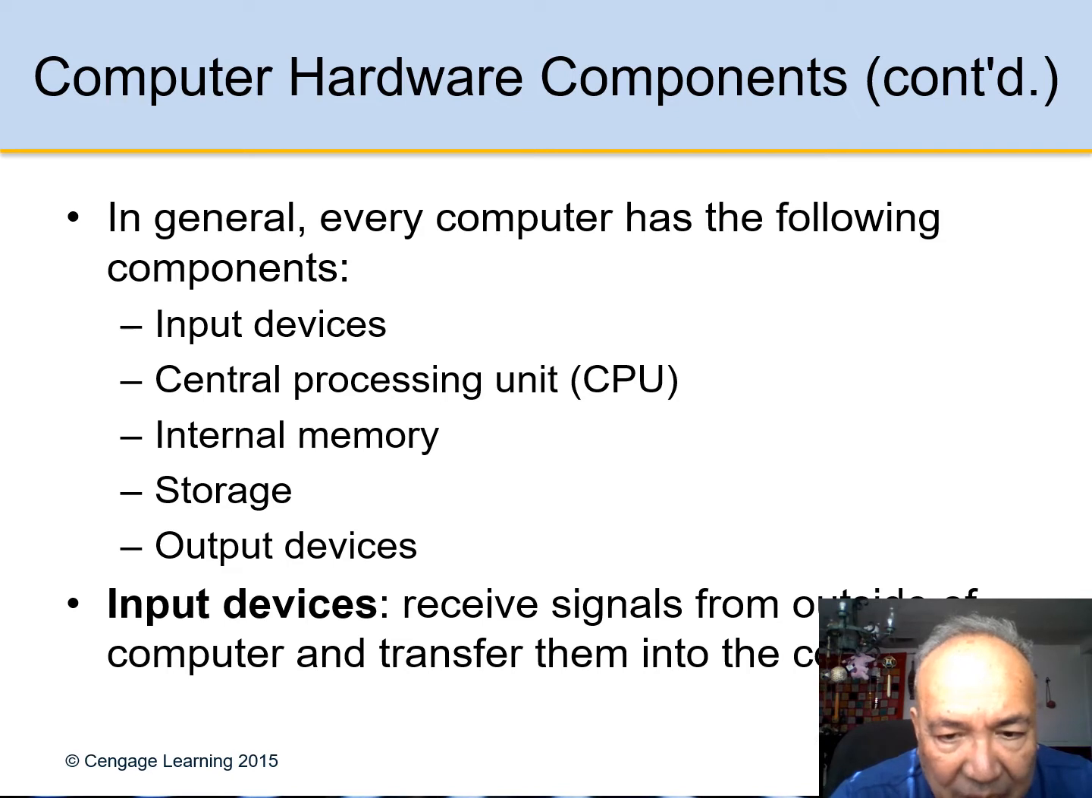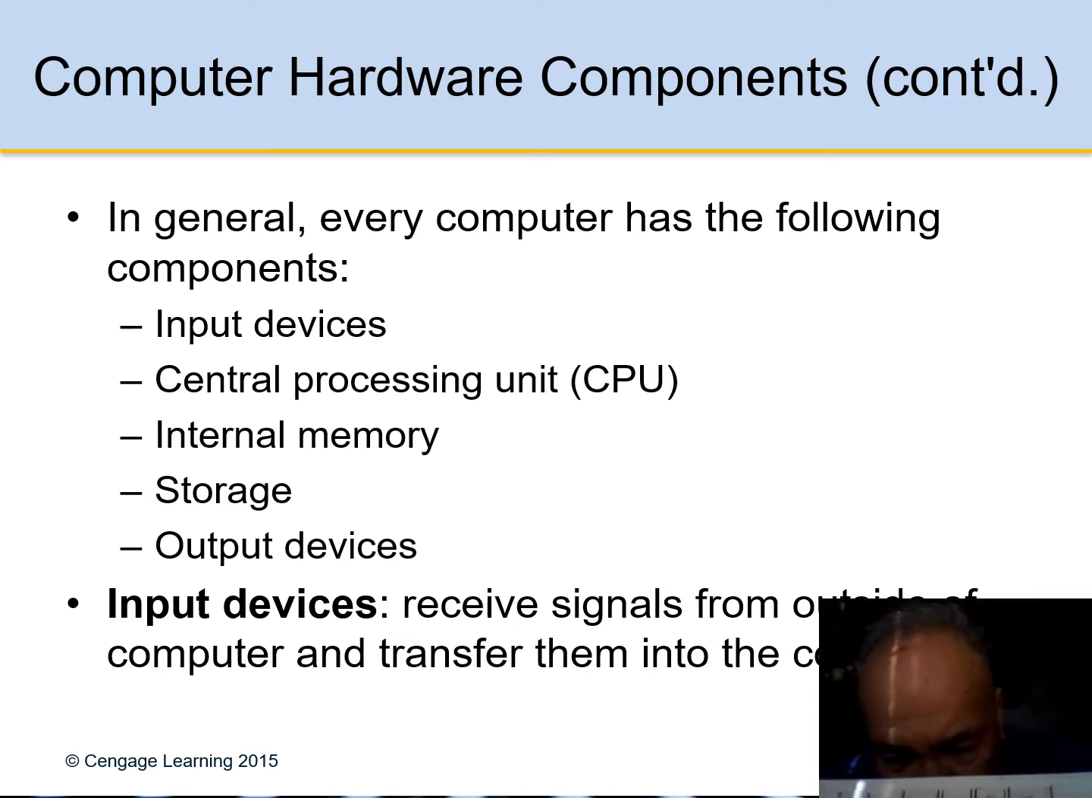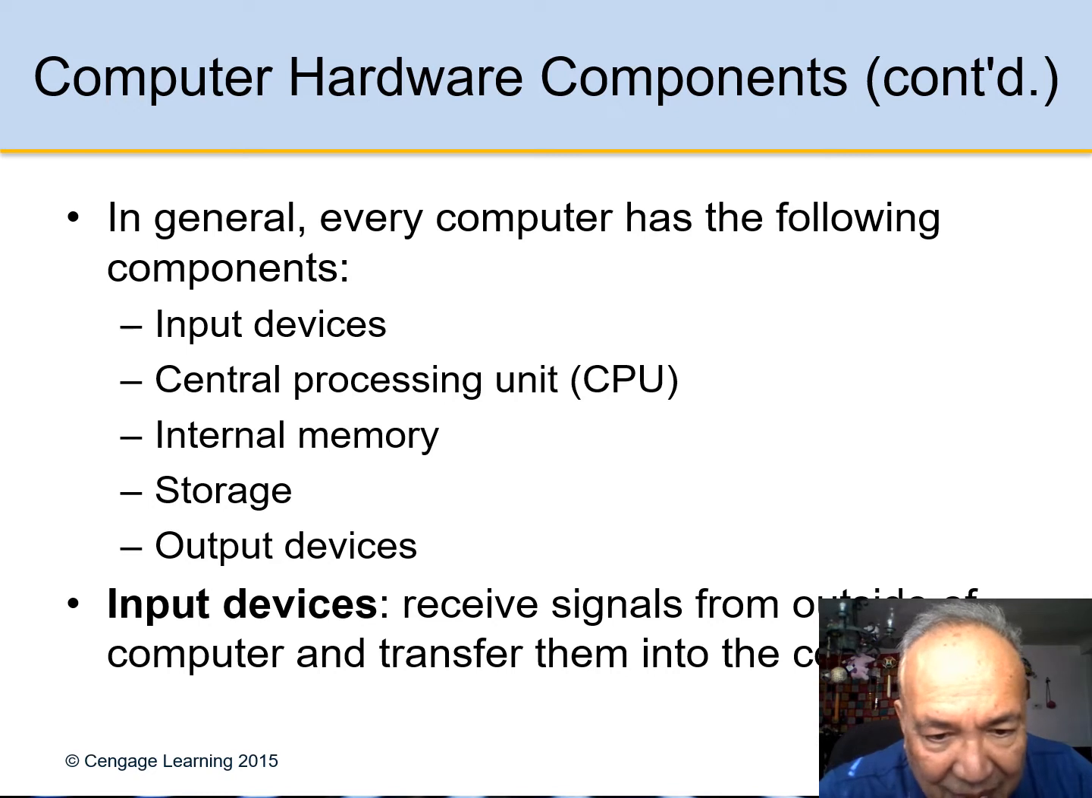In general, every computer has the following components: input devices, central processing unit, internal memory, storage, and output devices. Now, what are input devices? An example of a hardware input device is a keyboard. This keyboard here, see? This is an input device, okay? And maybe the camera that we are using right now is an input device.